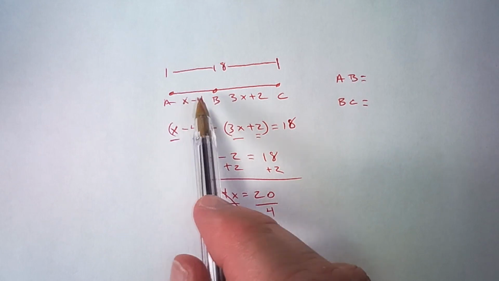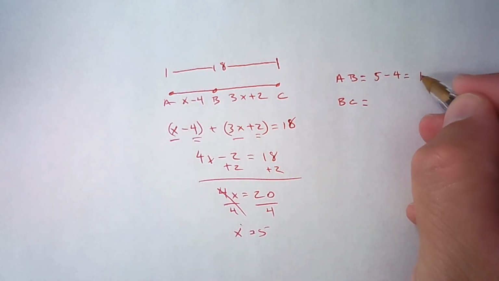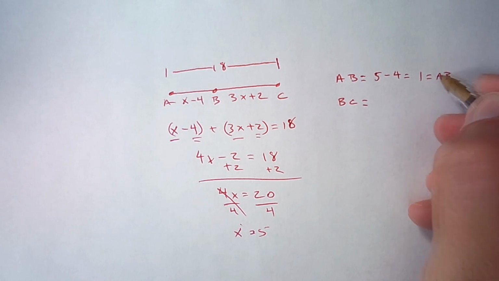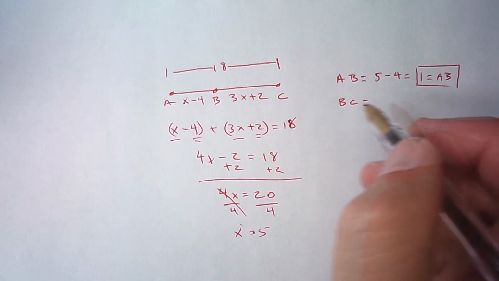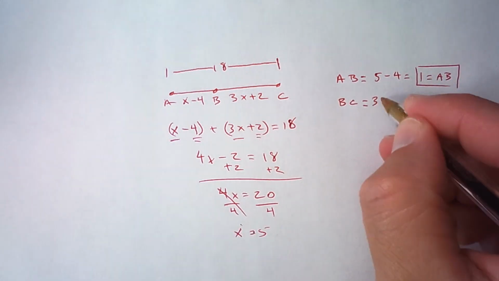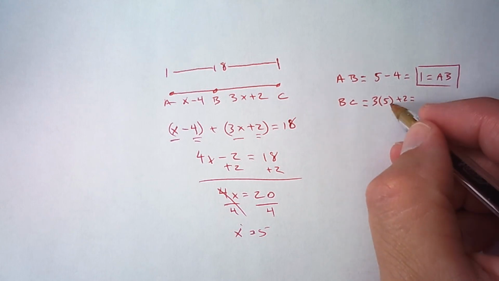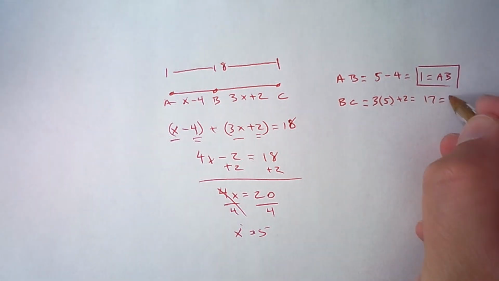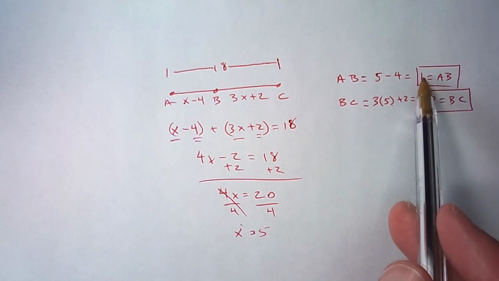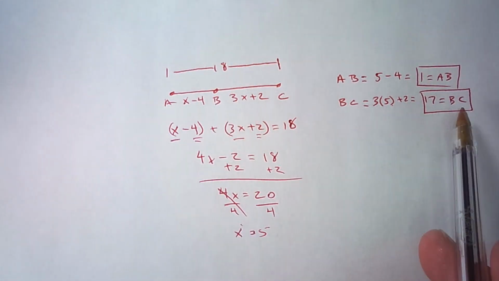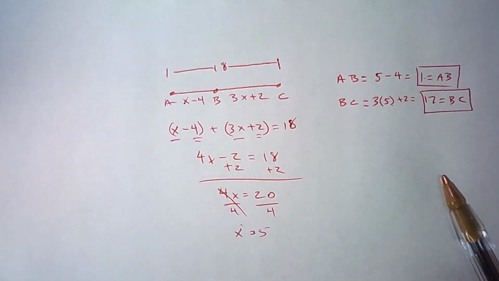The length of AB is x minus 4, which is 5 minus 4, which is 1. The length of AB equals 1. BC is 3x plus 2, so that's 3 times 5 plus 2, and that's 15 plus 2, which is 17 for the length of BC. And 17 plus 1 equals 18, so that's a nice way to check. Make sure they actually add up to 18 like they are supposed to.